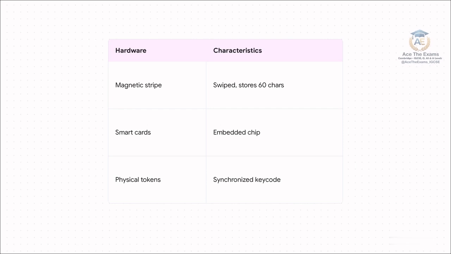Smart cards, on the other hand, step up the security big time by using an embedded chip, which has obviously been standard in banking for years. But the absolute highest tier for our scenario is the physical token. This is a standalone hardware device used in conjunction with a synchronized key code. And guys, this specific hardware distinction is exactly what you need to highlight in your exams.